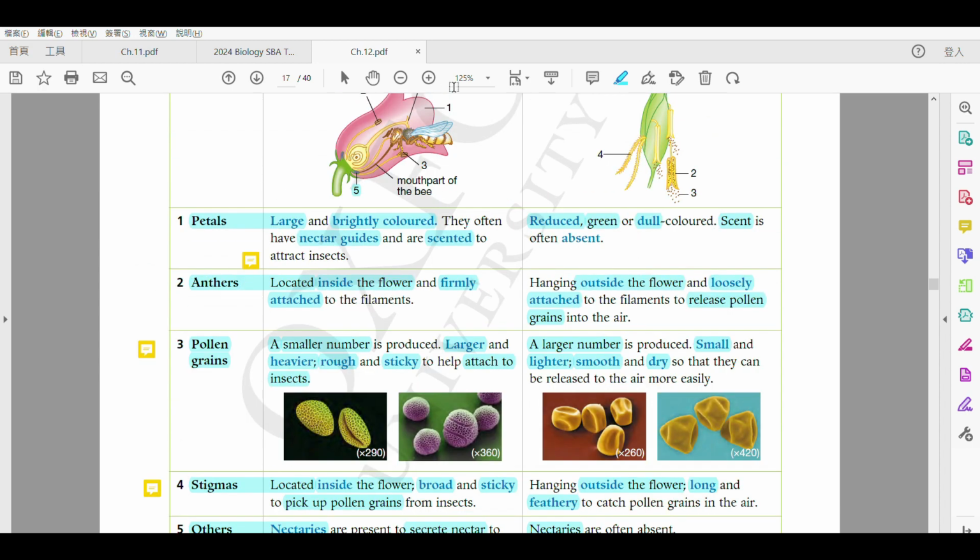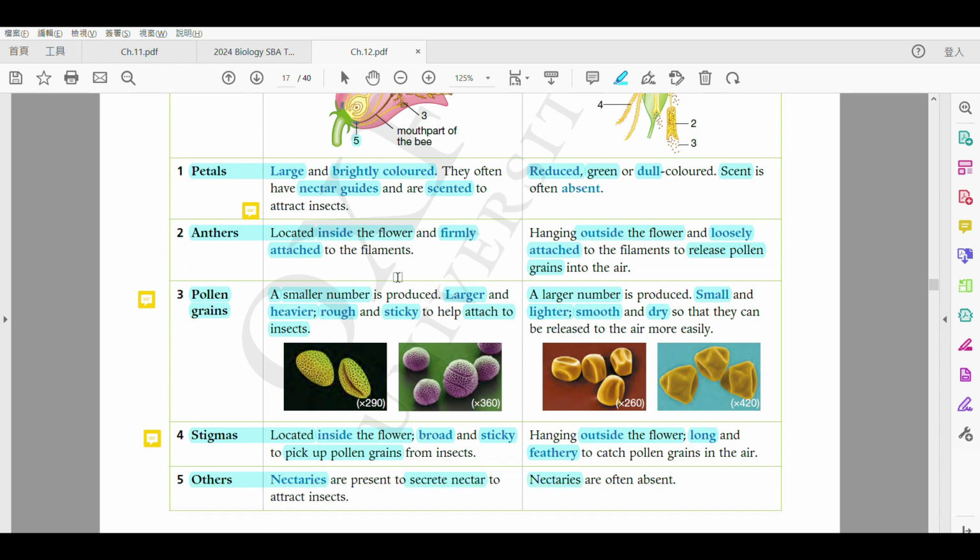So just very quickly. First one, the petal. The petals are different. The flowers, we know they are large and colored and they're scented. They have nectar guides. But for wind pollinated, they are very dull, they are reduced, and they are green in color. They don't have scent as well.